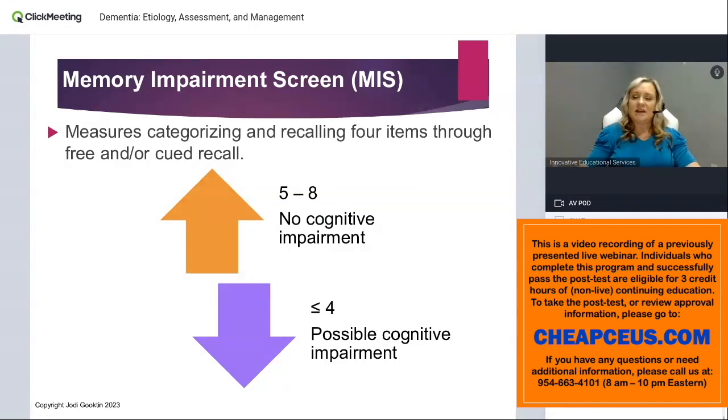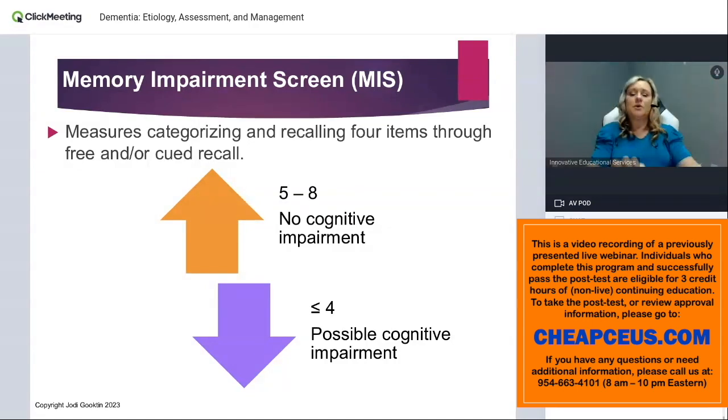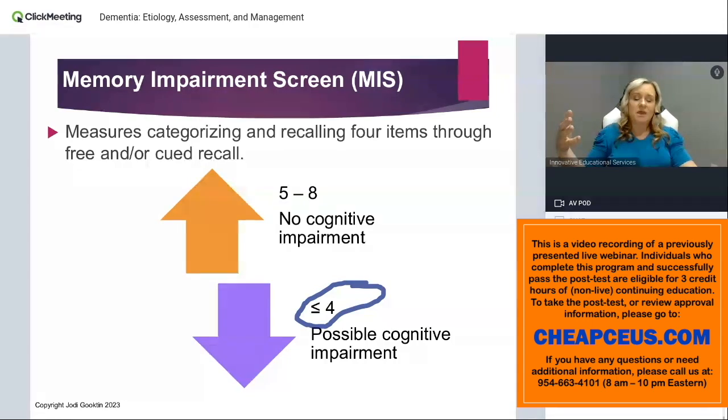When you initially set up the test, in between that, you're going to give them the words, you're going to have them read them, make sure they know them, and then you're going to tell them a category for each. So I'm going to say checkers is a game, saucer is a dish, telegram is a message, red cross is an organization. And then you give them those cues if they need it during that recall, and you score the test out. The threshold is less than four items recalled out of the eight, with the two different prompt and no prompt category, that the person should have a full cognitive examination.